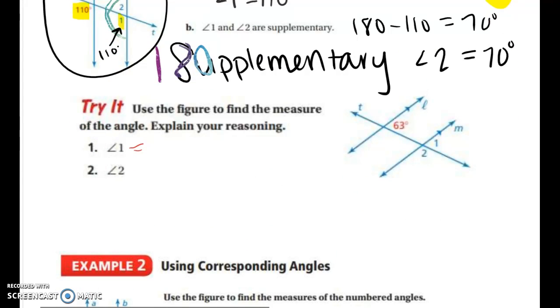So let's try another example. Angle 1, which is over here, you can tell is in the top right corner of line M. If you look at line L, the top right corner has 60 degrees in it. Those two are corresponding. So we can say that angle 1 equals 63 degrees because of corresponding angles.